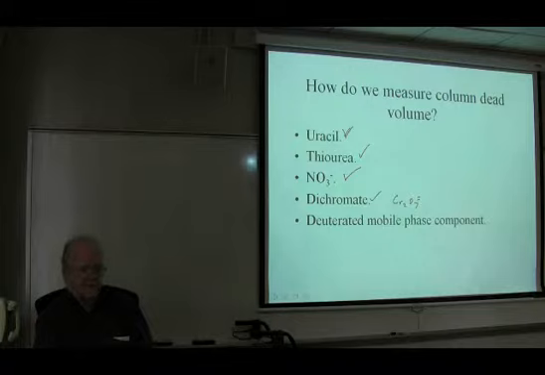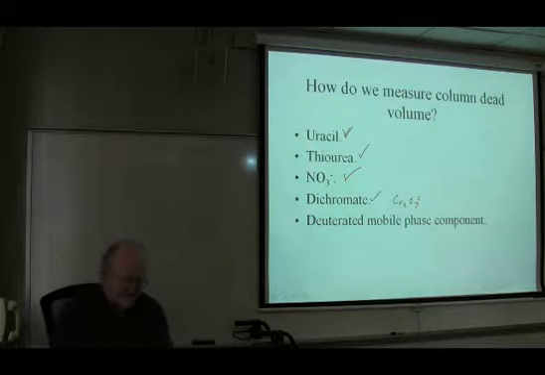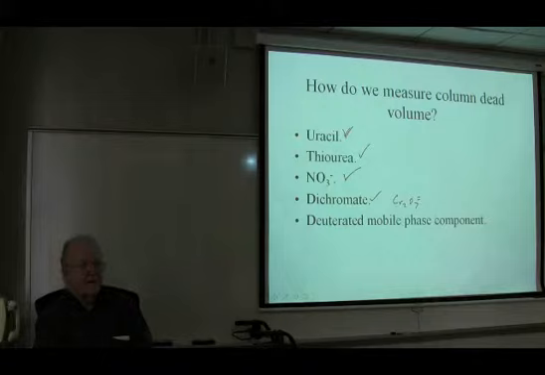But if there's a charge on your stationary phase, either negative or positive: if it's a negative charge on the stationary phase, nitrate and dichromate will be repelled from inside the pore. If there's a positive charge on your stationary phase, nitrate and dichromate will be attracted into the stationary phase, and the retention volume is not the dead time. It's not the dead volume of the column.